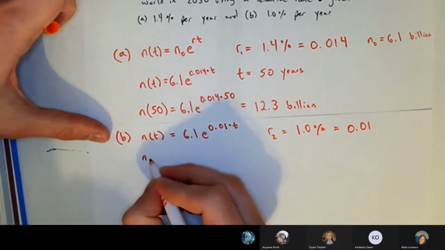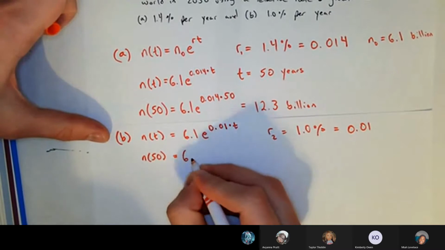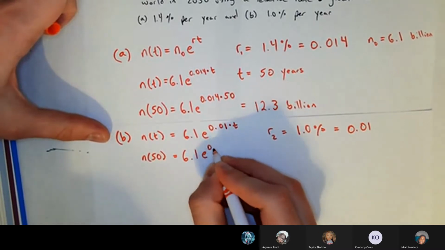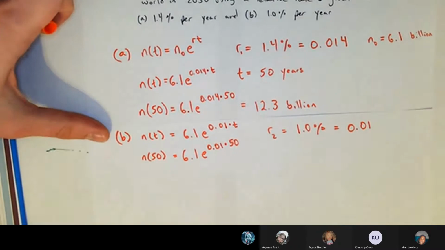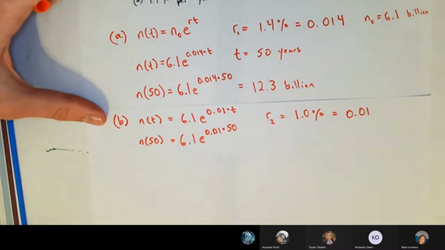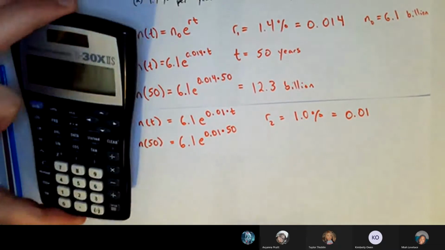And the time span is the same, right? Because I'm trying to compare them directly. So I don't want to change the time span. It's still 50. So I'll say e raised to the 0.01 times 50. Just plugging in 50 into the function. That's literally it.